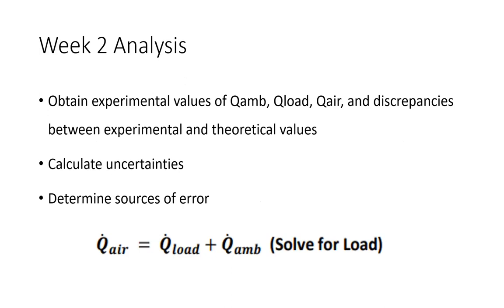The team will use this data to obtain experimental values of Q ambient, Q load, and Q air using the formula below. Lastly, the discrepancies between the experimental and theoretical values will be measured, and uncertainty will be calculated as new sources of error will be determined.